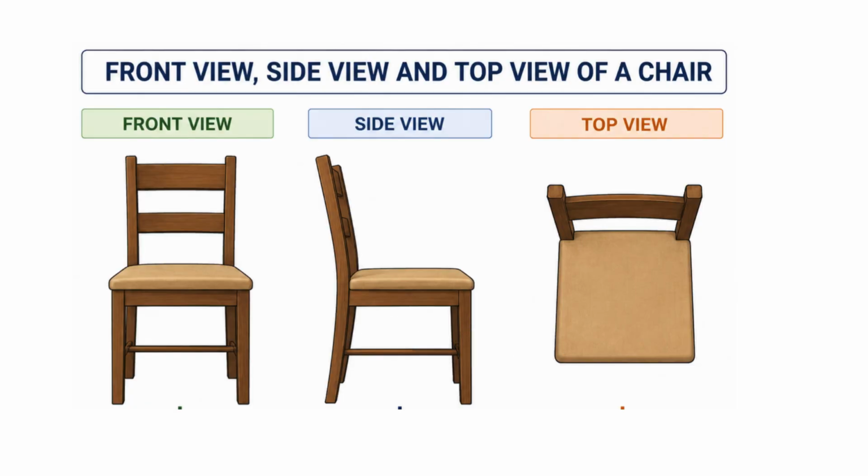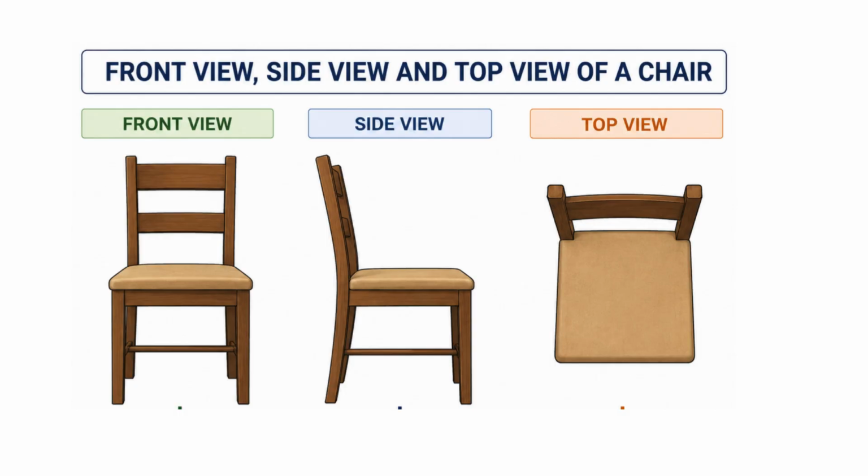Now we will see front view, side view and top view of a chair. See the front view. This is the front view. What you can see from the front is the backrest. Here you can see the backrest, then the seat, then the front legs. These things you can see from the front.